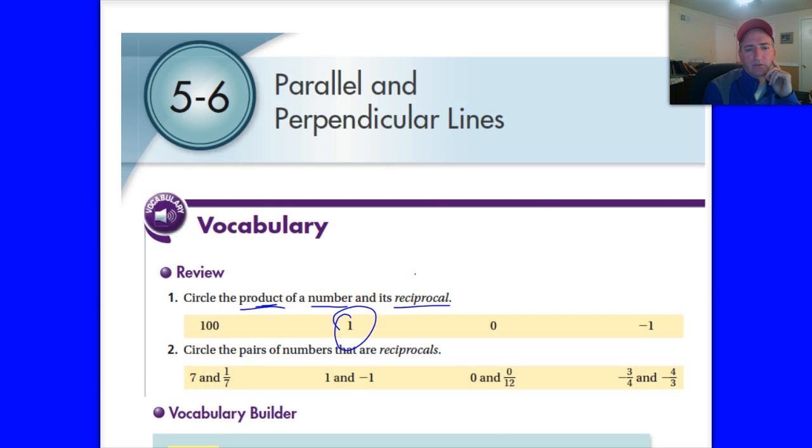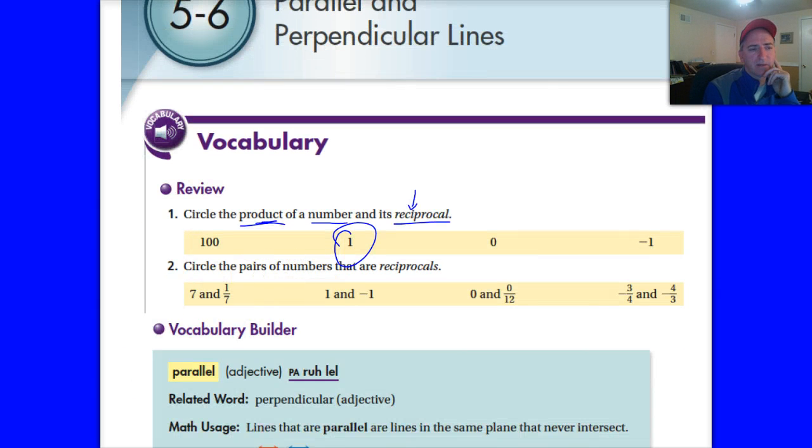Number 2 says circle the pairs of numbers that are reciprocals. Well, these two are reciprocals. Looking back here, if you multiplied 7 over 1 times 1 over 7, that would equal 7 over 7, which is 1. So those are reciprocals. These two are not reciprocals, because if you multiply 1 times negative 1, that would equal negative 1. And 0, you can't multiply 0 times something and get 1. So those are not reciprocals.